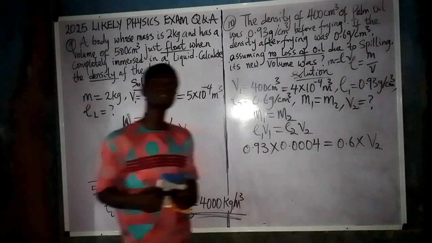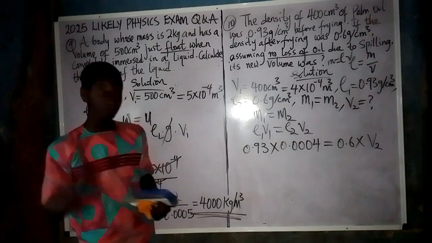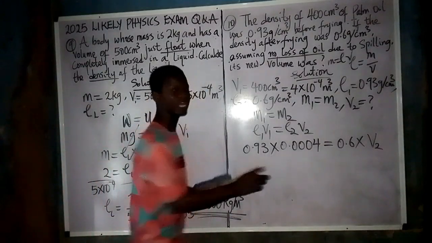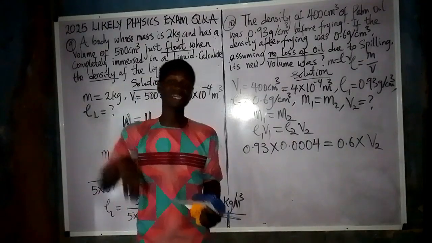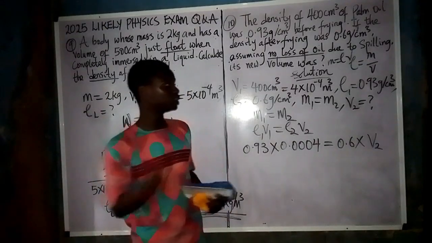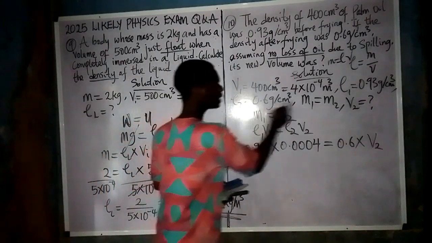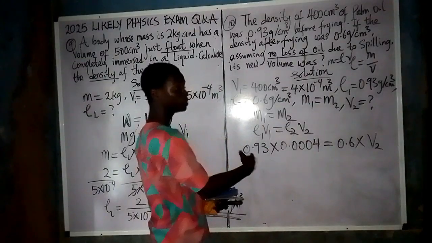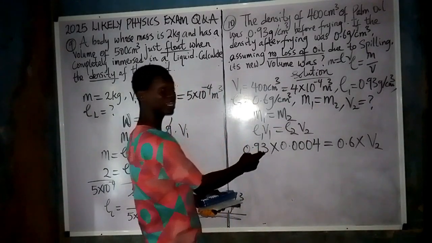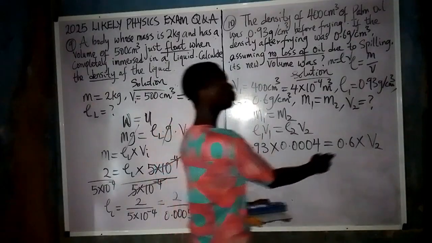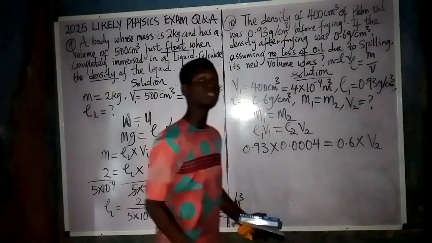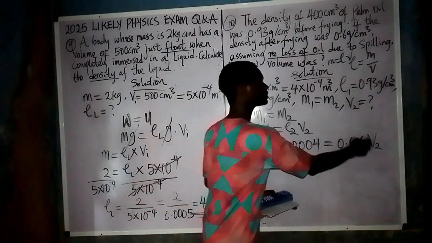Now observe something, guys. If I have, now let's see why I said you should not convert, because this is a comparative case. You most times don't need to convert the units. Now, we know that 0.93 on this side of the equation has gram per cm cube as the unit, while 0.6 on this other side also has gram per cm cube as the unit.